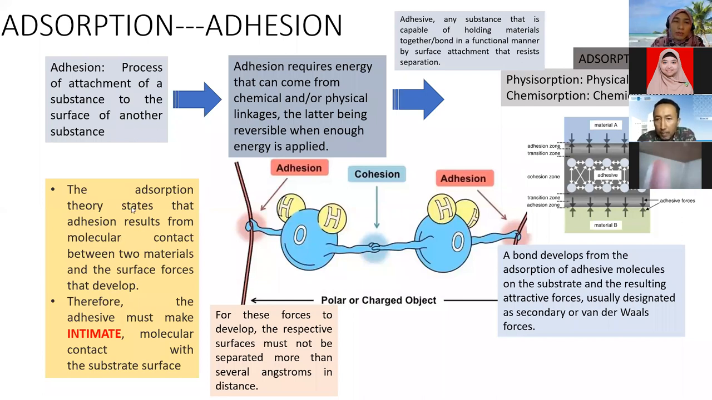The adsorption theory states that adhesion results from molecular contact between two materials and the surface forces that develop. Therefore, the adhesive must make intimate molecular contact with the substrate surface. The word is intimate. I tried to find it out in many articles online, research papers and review papers as well. It always appears when we talk about adhesion, meaning it really can do chemisorption with the substrate surface.